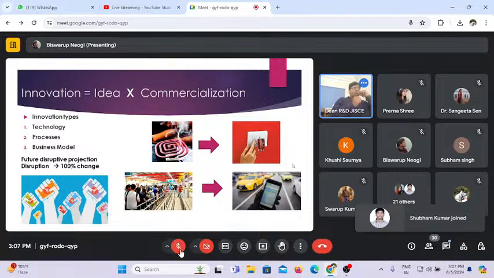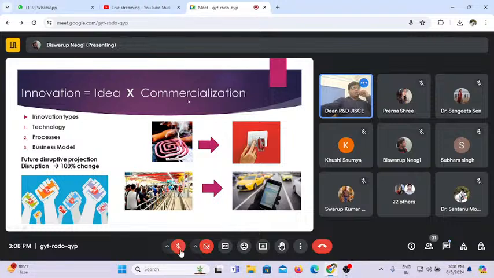So first, if you consider innovation as per the MIT rule, innovation is basically the idea multiplied by commercialization. If any part is zero, if the idea is not commercialized, then it is not innovation. If the idea is zero and there is only commercialization, only business, then it is not innovation. So this part is very much necessary.